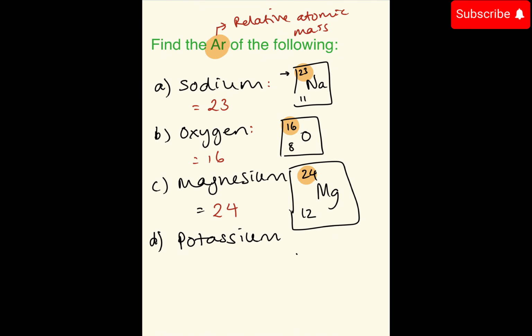And then last but not least, you have potassium, which is K. Potassium at the top is 39. It is 19 at the bottom, which means, you guessed it, 39 is going to be your mass number. And I promise you it is as simple as that.